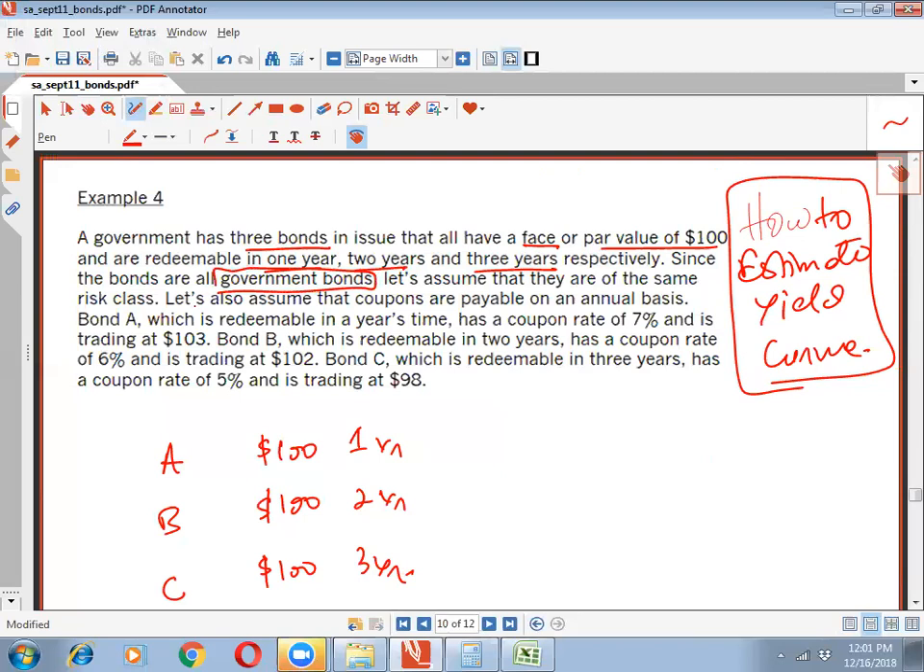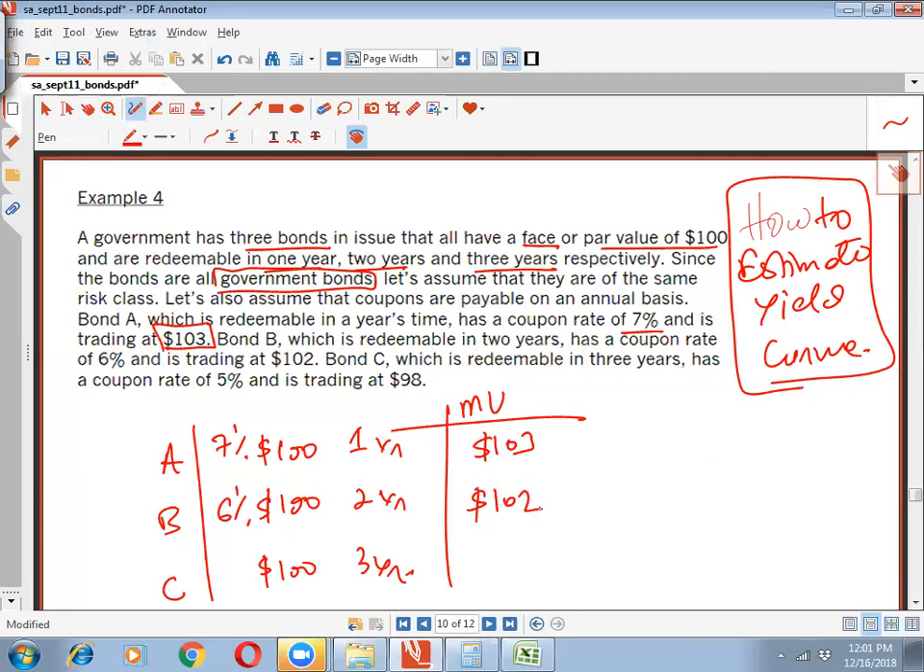Let's also assume that the coupons are payable on an annual basis. Bond A is redeemable in a year's time, at a coupon rate of 7%, and the market value of this bond is presently 103. It says bond B is redeemable in 2 years' time, has a coupon rate of 6%, and is trading at $102. And then you've got bond C, which is redeemable in 3 years' time, has a coupon rate of 5%, and is trading at $98.